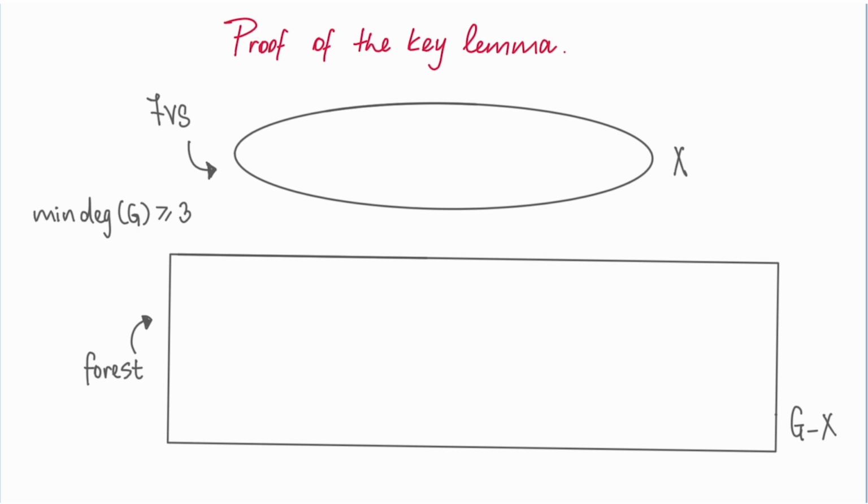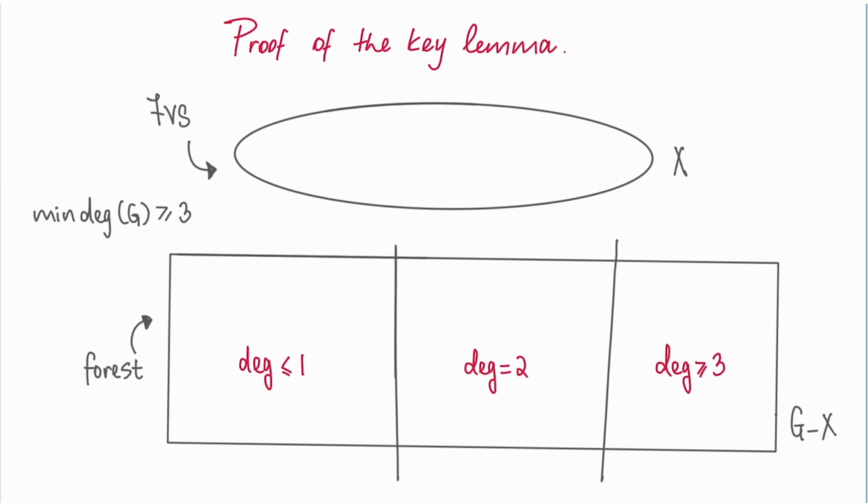And the first thing we are going to do is classify the vertices of the forest into 3 categories. So these are the vertices that have degree at most 1, degree exactly 2, and degree at least 3. Now, of course, you might complain a bit because you might say, okay, wasn't this a graph which has minimum degree at least 3? So what do you mean by vertices that have degree at most 1 or degree 2? Well, I'm going to be talking about the degree in G minus X.